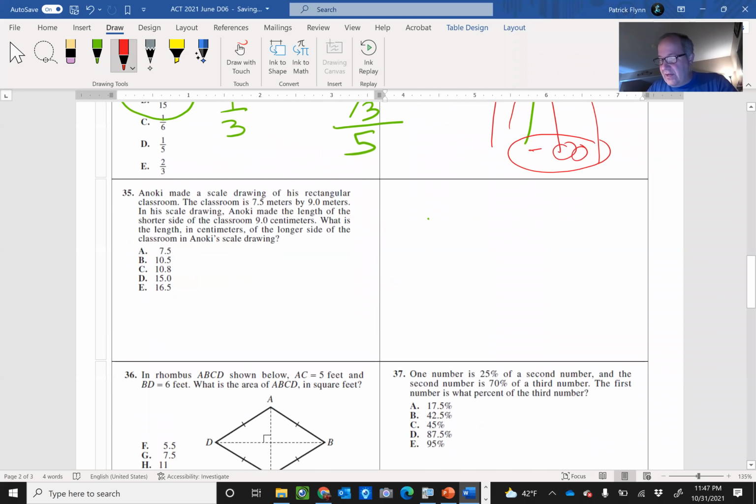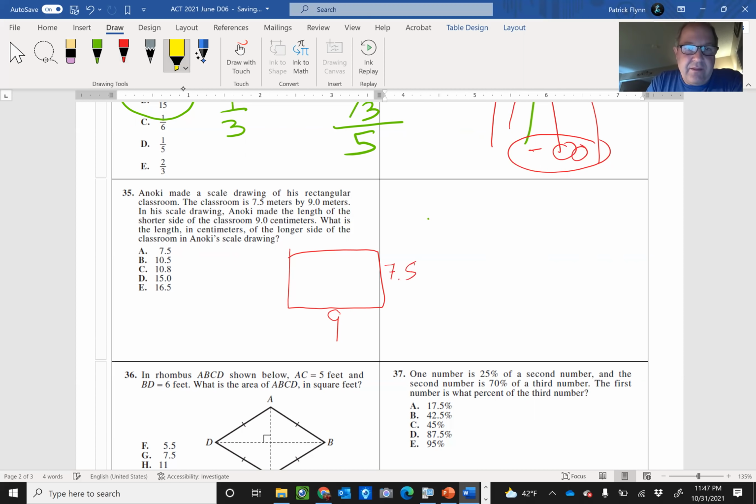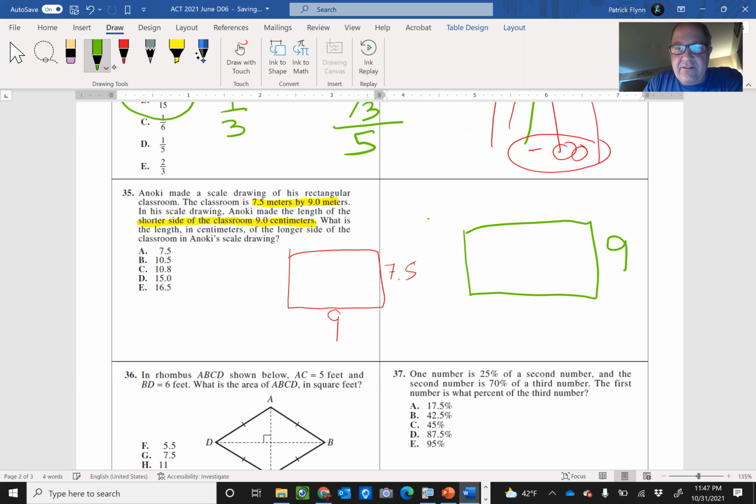Okay, question 35. The best way about this is to draw a picture. We've got a rectangle that is, we're told, 9 by 7.5, right? That's what this part is. And then they make another one, and you need to make sure that the shorter side is 9 centimeters. So when I draw this out, I have to make sure the shorter side is 9 centimeters. I have no idea what the other side is.